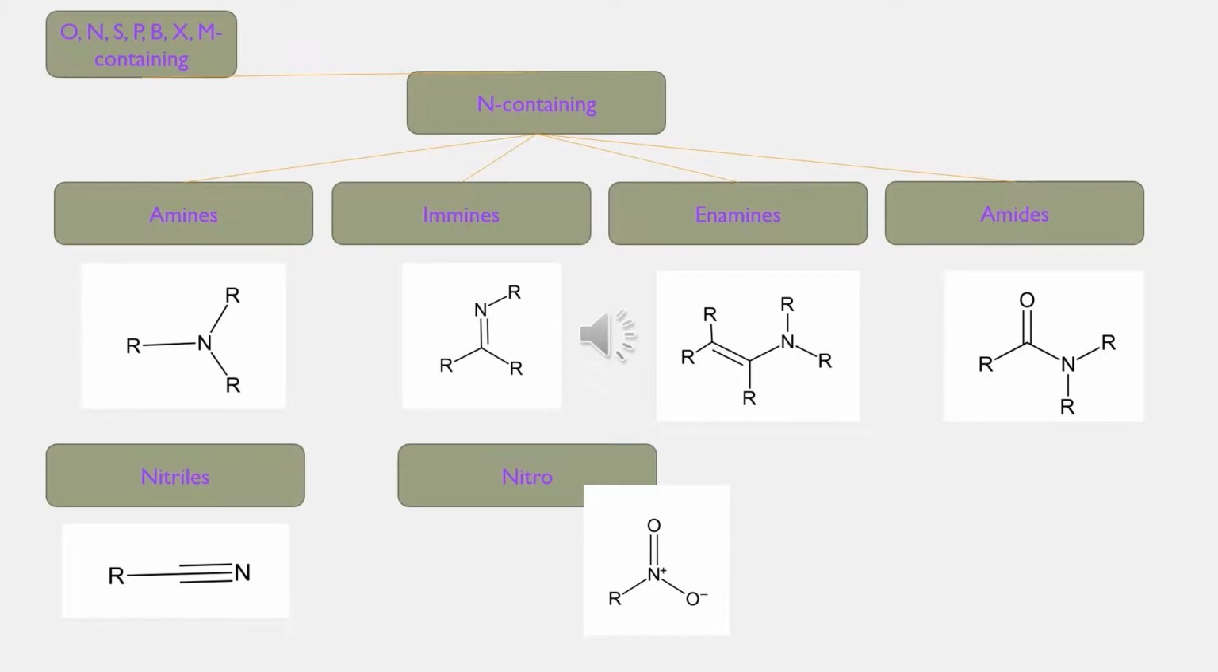Okay, then you have your nitrogen-containing functional groups.